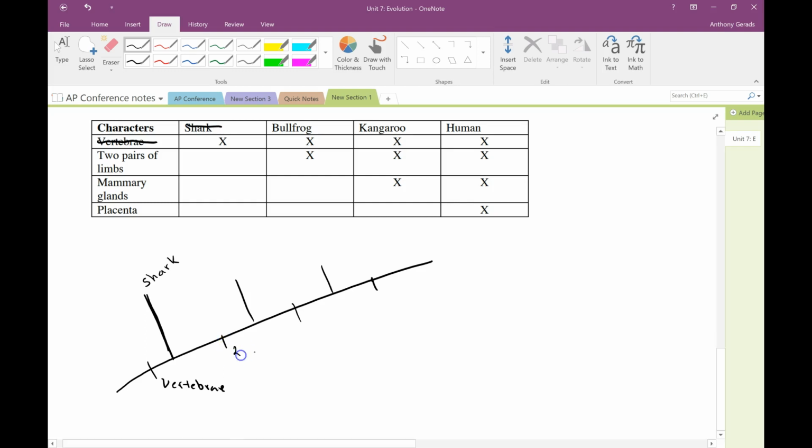2 pairs of limbs. Is there something that has 2 pairs of limbs and vertebrae but doesn't have any of the other traits? Bullfrog. It is a Bret Hart bullfrog. Okay. And then, as you can tell, we've got mammary glands, which goes to kangaroo. And then we go to placenta, which then goes to human. Okay? Any questions on how we got any of those?